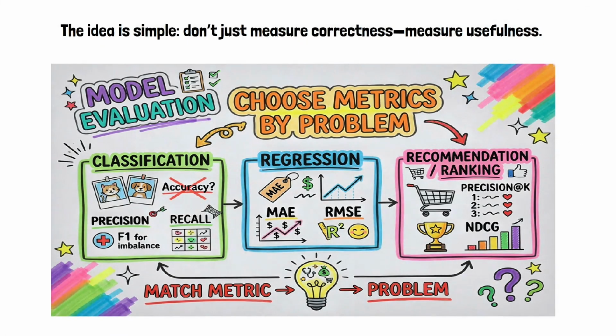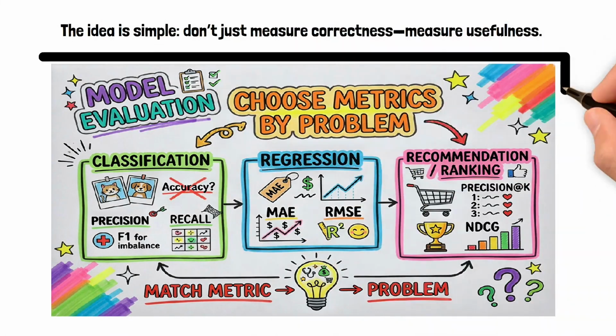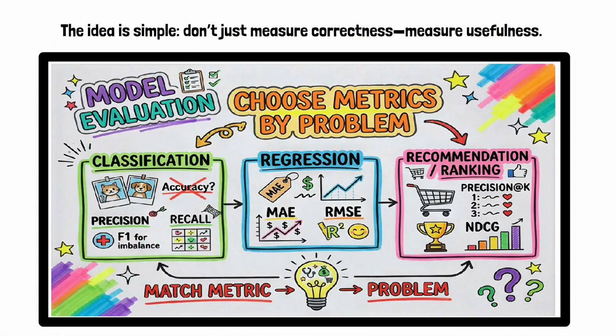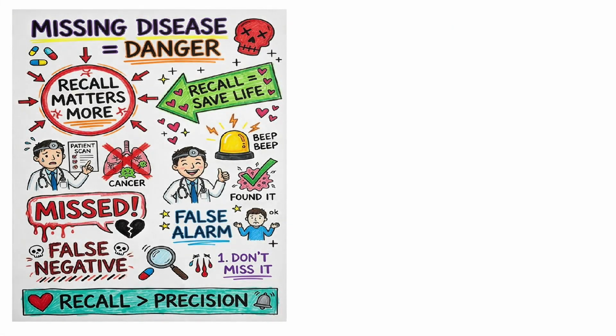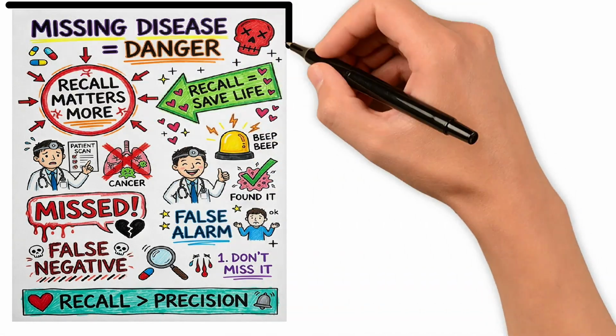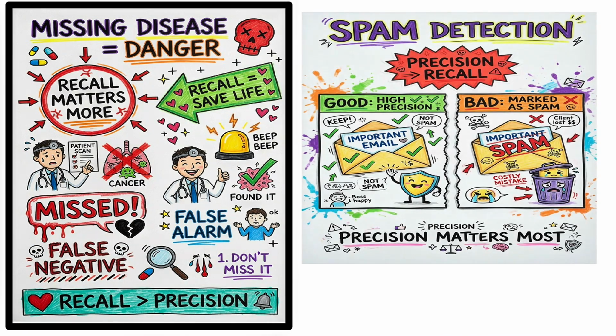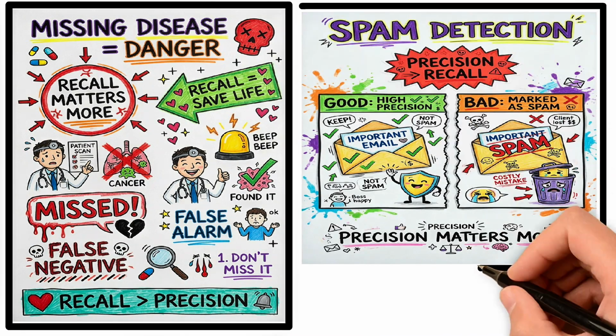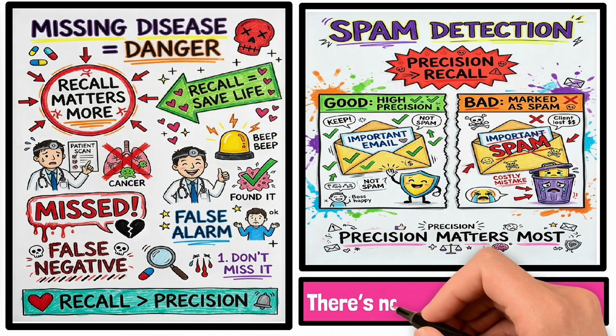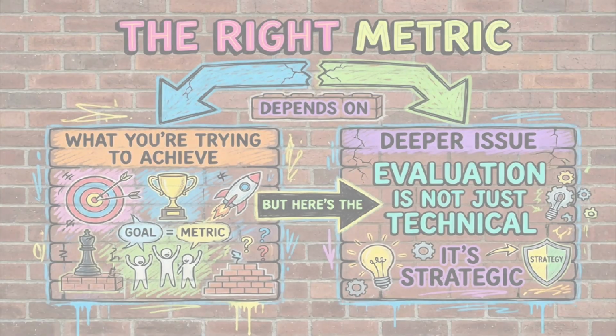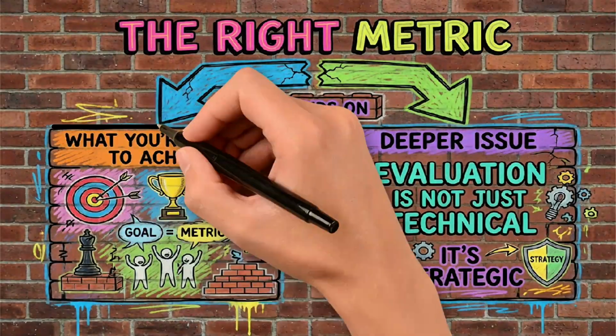In practical terms, model evaluation means choosing the right metrics based on the problem. In medical diagnosis, missing a disease is far more serious than a false alarm, so recall matters more. In spam detection, marking important emails as spam is costly, so precision matters more. There's no single best metric. The right metric depends on what you're trying to achieve.